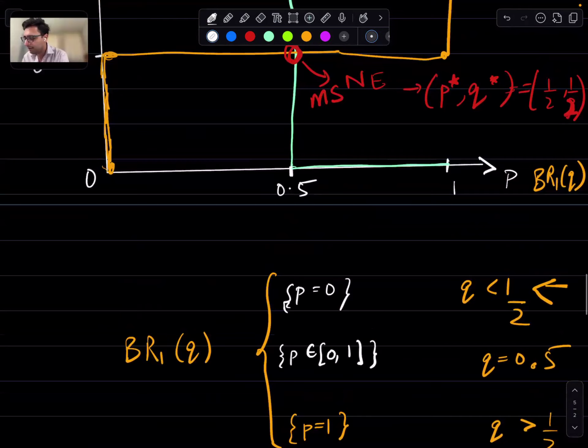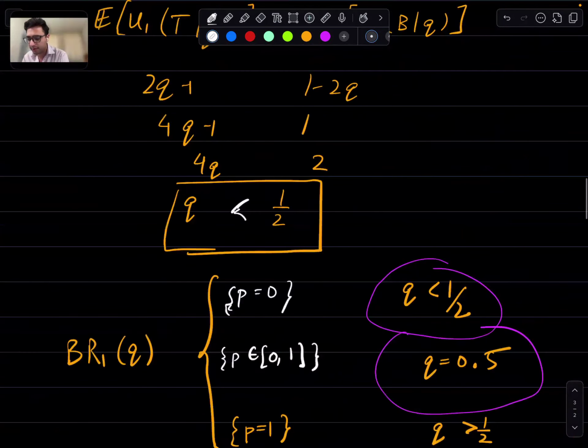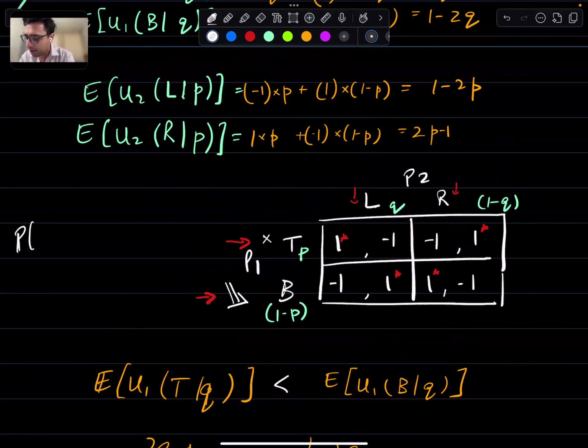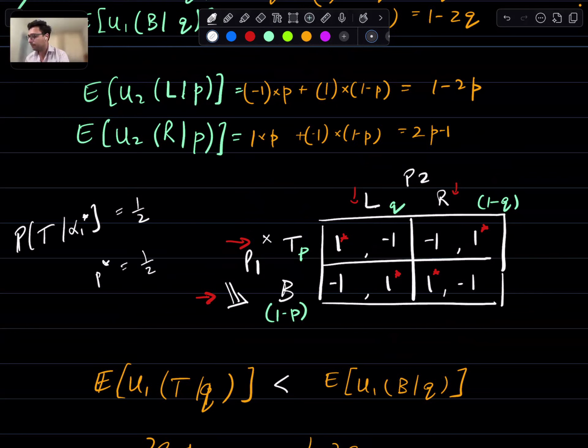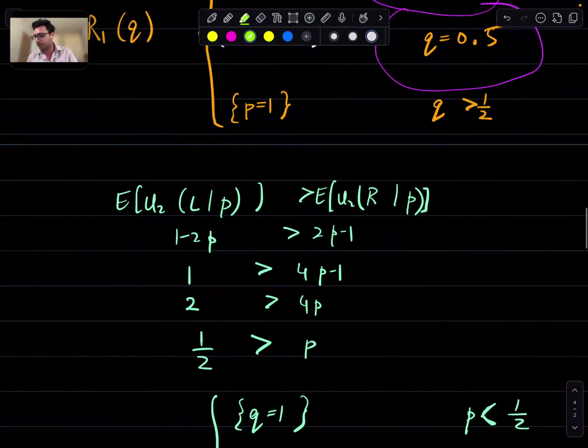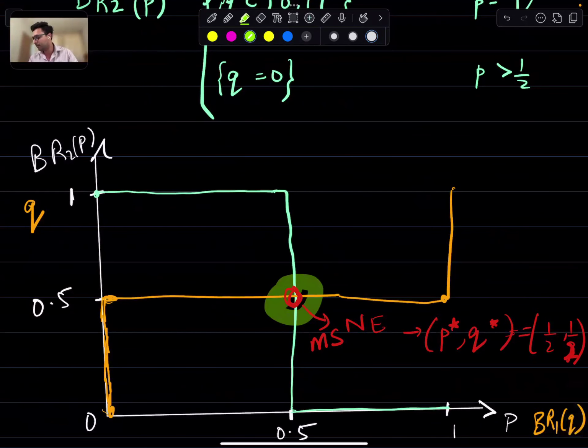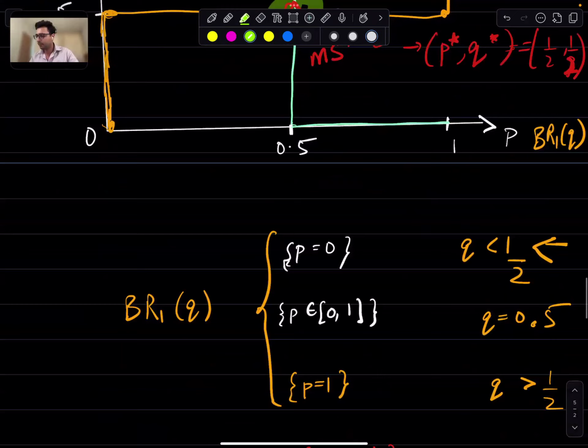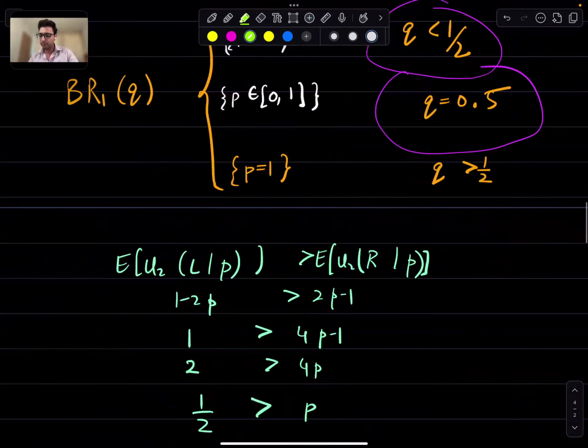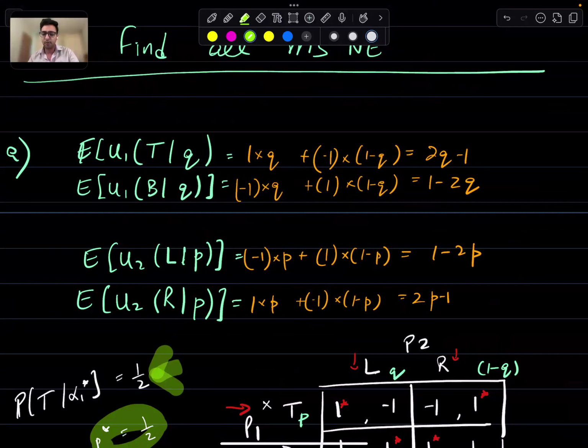Right, just to give you a more concrete example here, the probability with which player 1 chooses T according to alpha 1 star is going to be 1/2, right? Because p star, remember, is 1/2. Okay, so I trust that you remember that p star equals 1/2 is something that we showed here when we found this MSNE. And so all this means is that in that equilibrium, player 1 chooses T with probability 1/2.